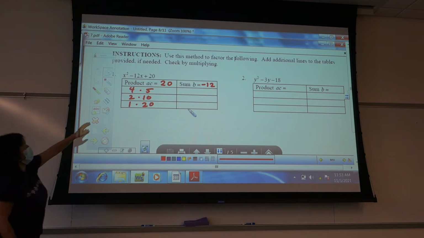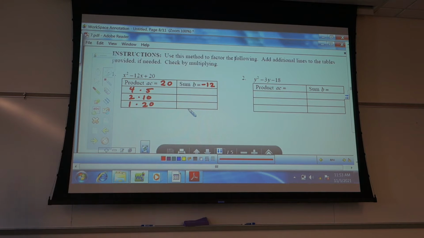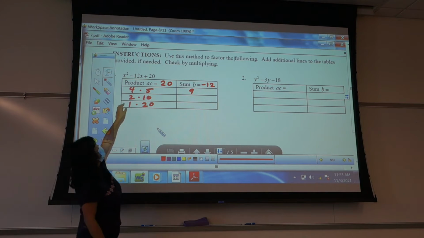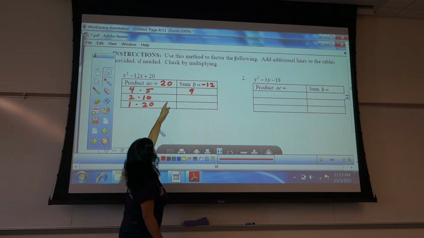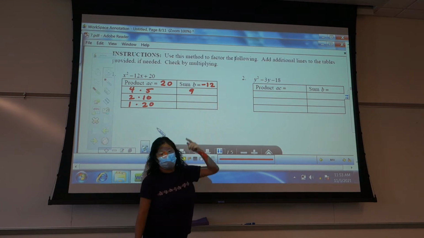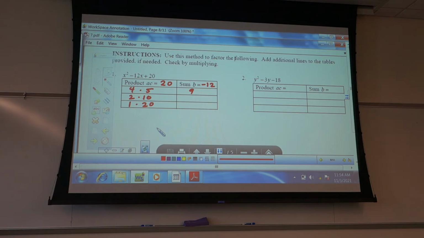So write in your options here, and then write what they add to. Well, 4 plus 5 is 9. That doesn't work. Do you see what I'm saying? So take your two numbers, multiply them. They multiply to 20. Do they add? And then write down what they add to. And your goal is to get it to be where they add to 12, so then you can make them both negative. Is there understanding what I'm saying? Because really, if I get that, then I could make this negative 4 and negative 5. So it adds to negative 9.